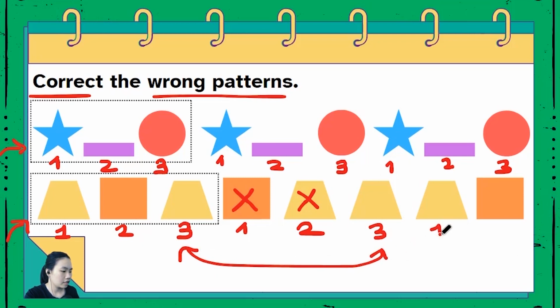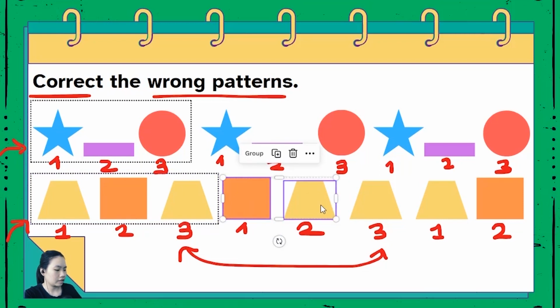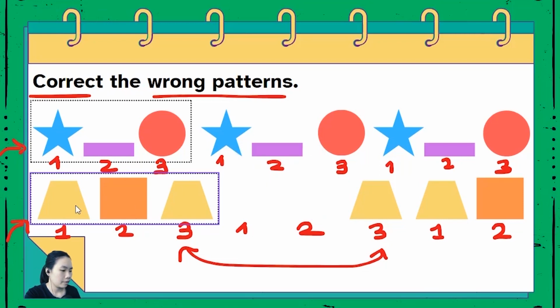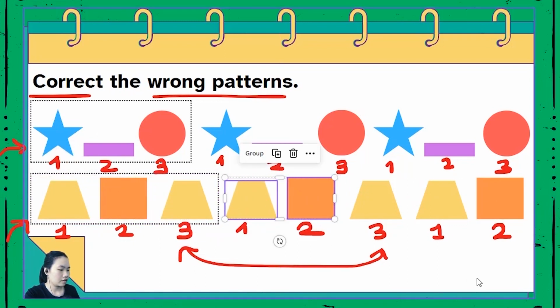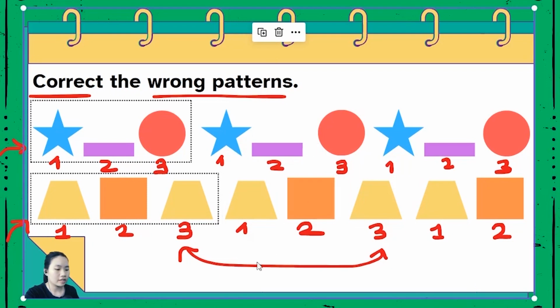Now back to number 1. Number 1 is correct. 1 is a trapezoid, 1 is a trapezoid. And then number 2 is also correct. So we have 2 wrong shapes. Let me erase these and replace them quickly. 1, 2, 1, 2. 1, 2. Copy and paste. There we go. Okay, I hope you understand that.